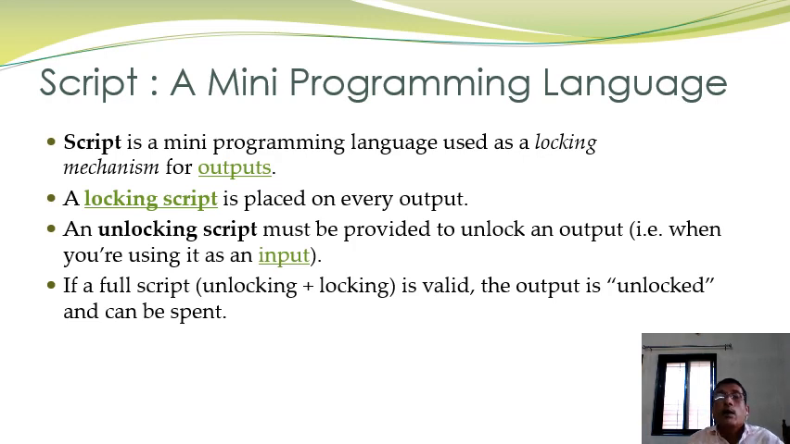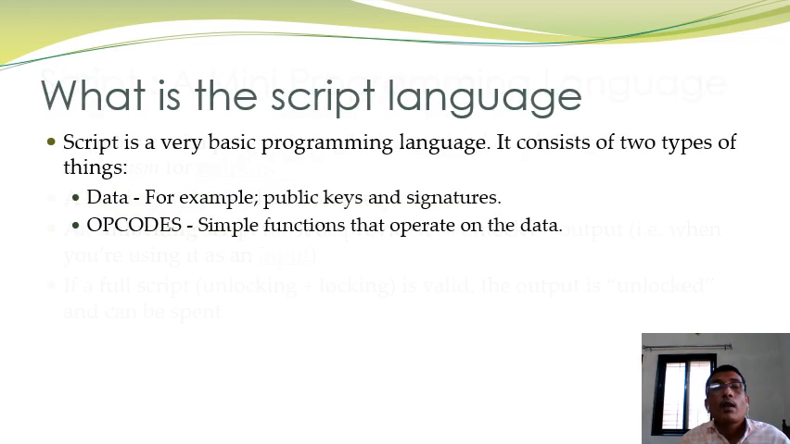So we will try to understand the concept of this locking script and unlocking script. What is the script language? Script is a very basic programming language. It consists of two types of things. It contains data, for example a public key and signature. It also contains opcodes, and opcodes operate on some data, some operands. In the next session we will try to understand the concept of the scripting language, but before that we have to understand the concept of locking script and unlocking script. Try to digest and understand the concept of this locking script and unlocking script.